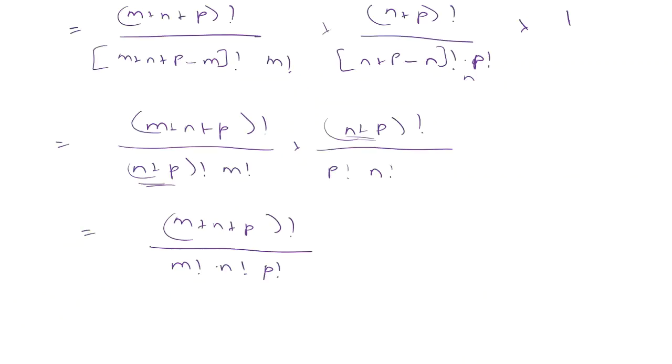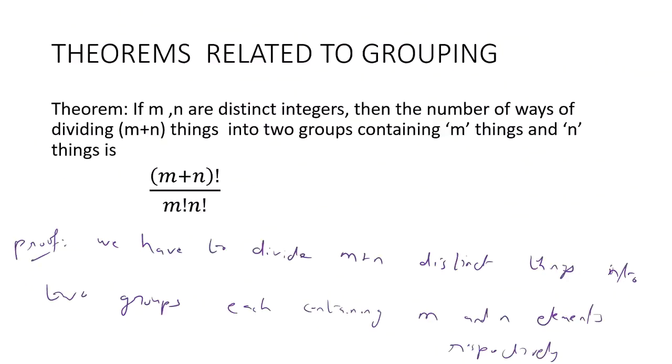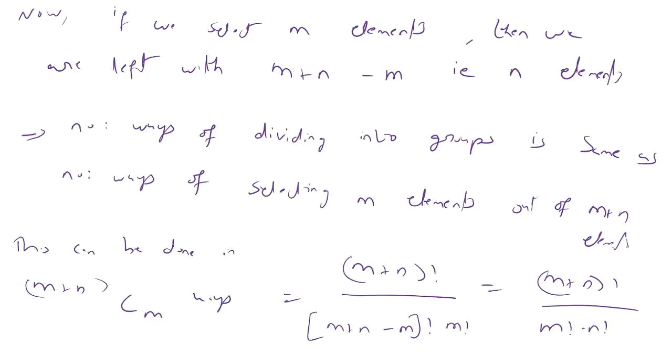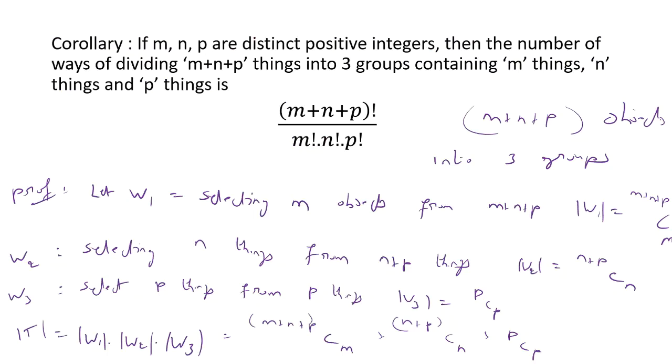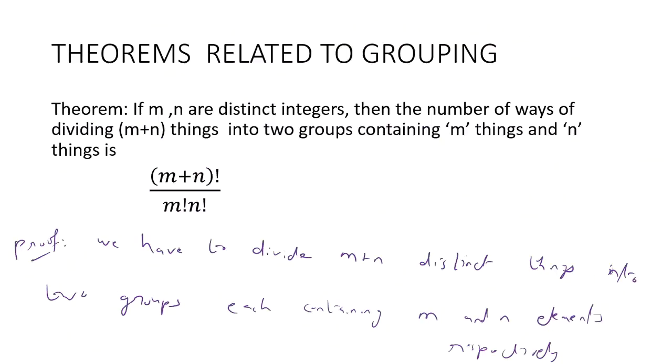Now, the previous theorems are applicable only if these integers are different, that is, m and n are different. In this case, m, n and p, all these 3 integers should be different. So what happens if m is equal to n here? The number of ways of dividing 2n distinct things into 2 groups containing n elements each is going to be 2n factorial upon n factorial times n factorial. That is our basic intuition.